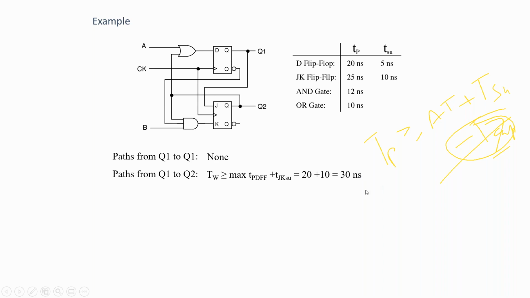We have one more path from Q1 to Q2. This is D flip-flop plus AND gate plus setup time. So D flip-flop and AND gate delay is 12 nanosecond and setup is 10 nanosecond. Altogether is 42 nanosecond. So time period required for the first path is 30 nanosecond. Time period required for this path is 42 nanosecond. Let's check for the other paths.